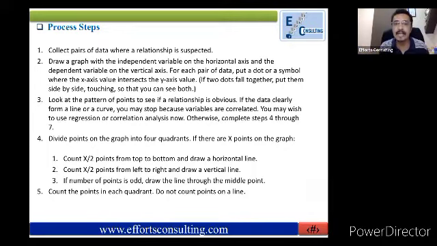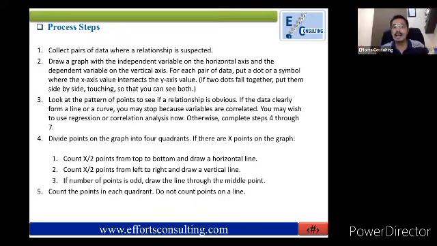This is from the data. You should have data of the consumption versus the distance travelled. That way you can look at the pattern of the points and see whether the relationship is obvious. If the data clearly form a line or curve, you may stop because the variables are correlated.